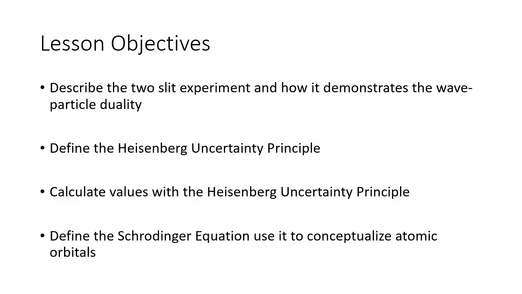Lesson objectives. We'll describe the two-slit experiment and how it demonstrates wave-particle duality. We'll define the Heisenberg uncertainty principle. We'll calculate values with the Heisenberg uncertainty principle. And finally, we'll define the Schrodinger equation and use it to conceptualize atomic orbitals.